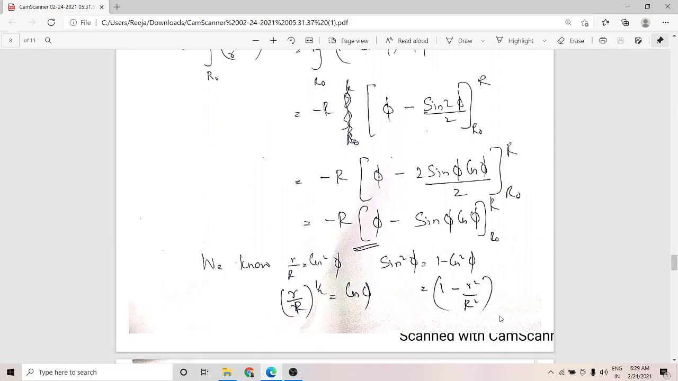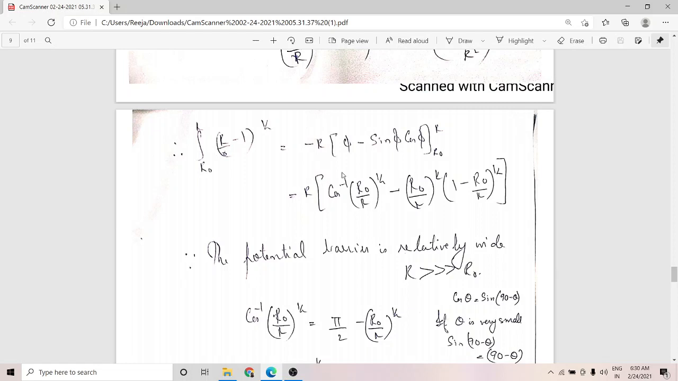Now capital R by small r, you know it is cos square phi, our first assumption. So sin square phi is equal to 1 minus cos square phi. So what is cos phi? It is root of (small r by capital R) the whole raised to half. And what is sin square phi? 1 minus cos square phi, which I replace from here, and then sin phi will be the root of this. All those terms are replaced here, and then you apply the limits.